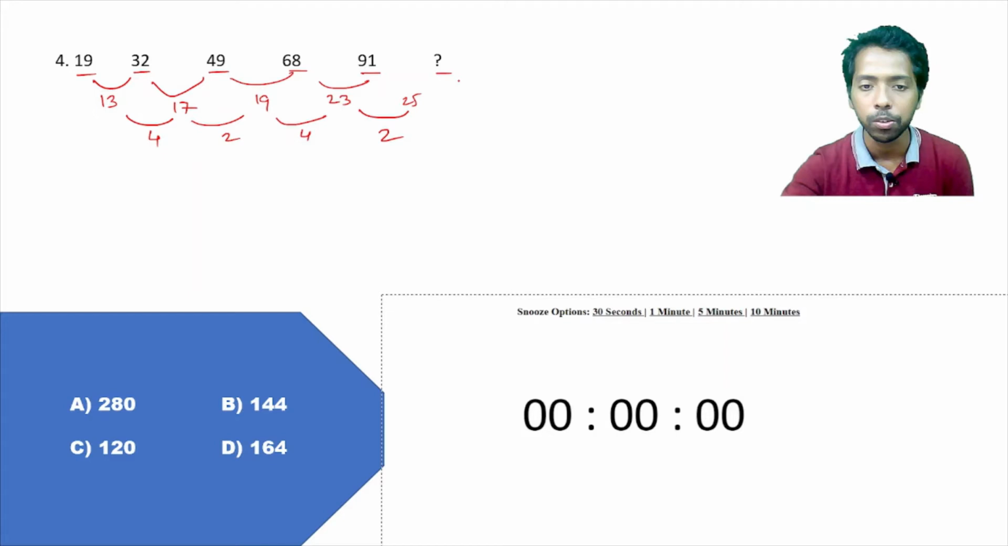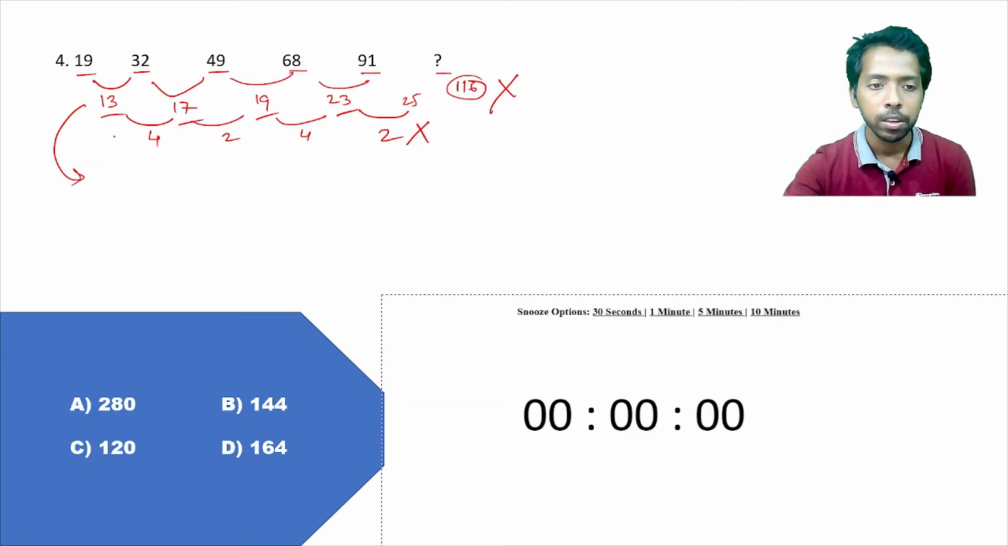So from this step, can you understand these numbers 13, 17, 19, 23? What kind of number is this? These are numbers of a specific kind, that is consecutive prime numbers, right? So 13, 17, 19, 23, and then 29. So 29 plus 91 gives 120, which is the answer here. So option C. Consecutive prime number difference, right?